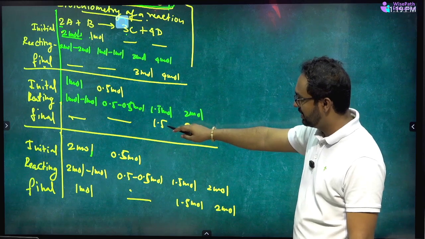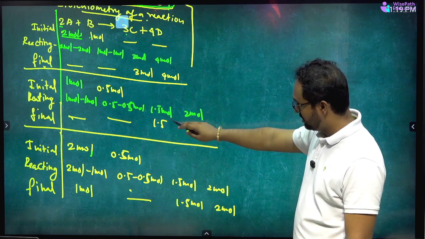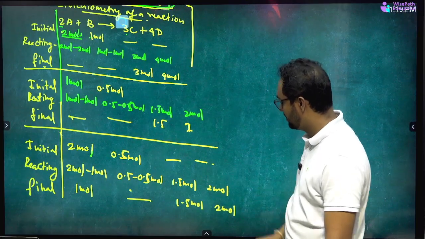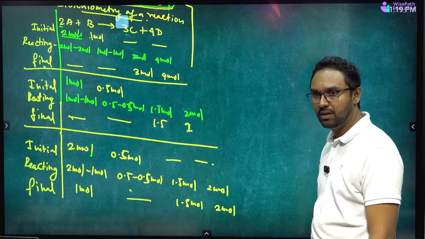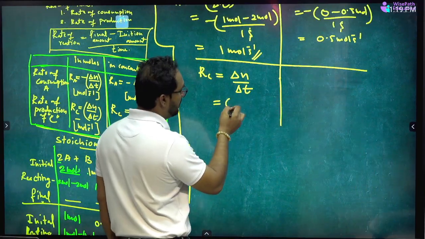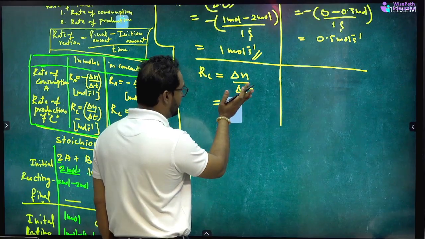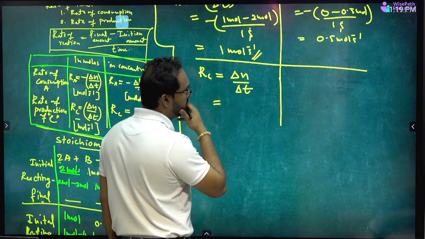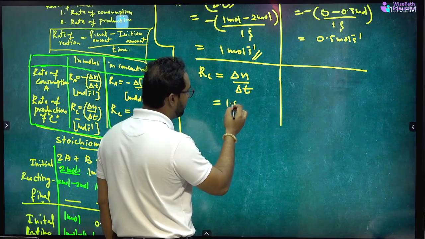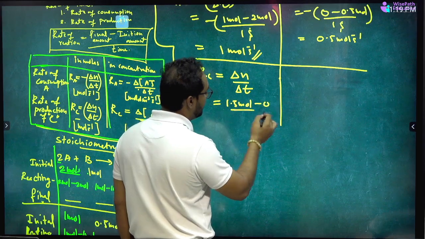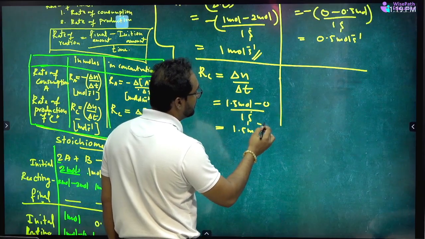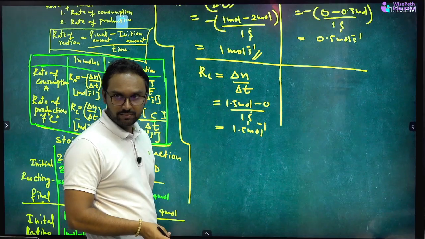1.5 is the initial. No, initial is 0, right? Sorry, not this one. Initial is 0, final is 1.5. No, I'm sorry. So final is 1.5 mole and initial is 0, and the time spent is 1 second. The rate is 1.5 mole per second. Correct?